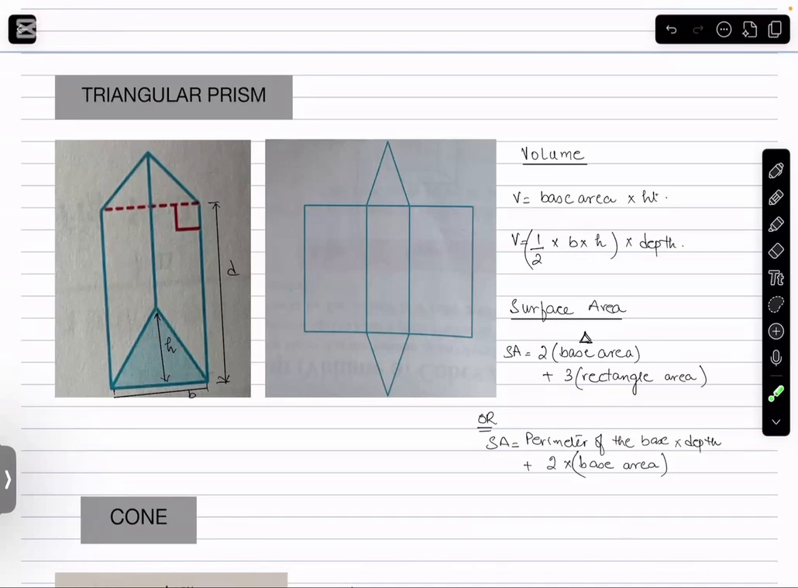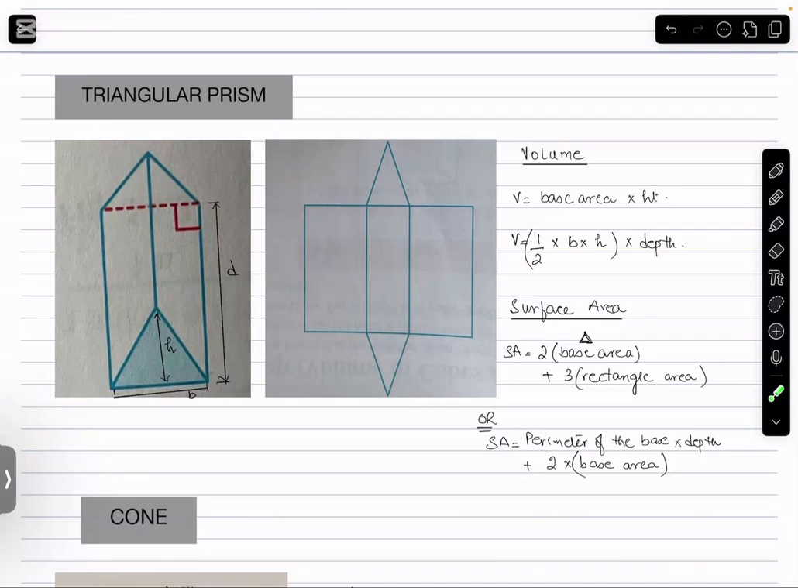And the surface area is, obviously, I have two triangles, one at the base, the other at the top. So I can say it's twice the base area plus how many faces do you see here? If I just open this, the top triangle is here, the bottom triangle is here, and then the faces, this is my front face. And then I can see I have two more rectangles. So there are three rectangles, and then the top and the bottom, which is a triangle.